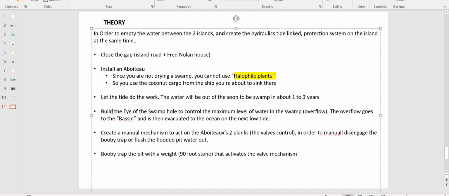And because you want to let people in case you have to, you need a mechanism to disengage the abwato so that it doesn't act with the flood. And you can also booby trap with the weight of the 90-foot stone so that it triggers the abwato's trapdoors or the valves so that it would let the water in. Basically, you get control of what's happening thanks to the abwato.